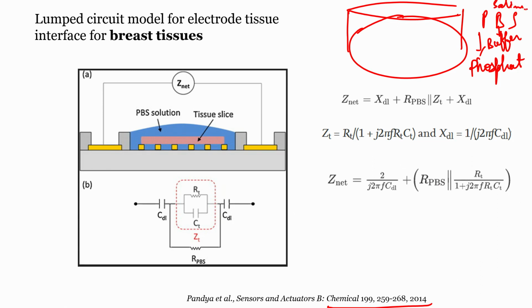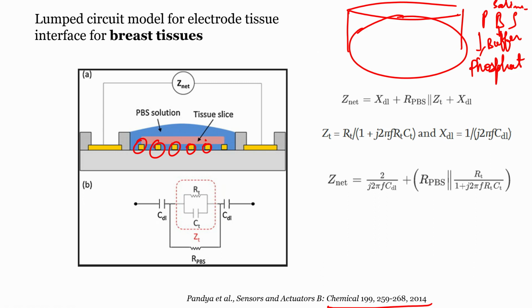Phosphate buffer saline. It's a buffer solution used to maintain the pH value constant, and it is found to be compatible across most of the biological tissues which are used for such experiments. So the medium in which this tissue slice was placed was phosphate buffer solution, and then there were electrodes below this. As you can see here, these are the electrodes. These are gold electrodes, and then this was the tissue slice, and this is the PBS solution.